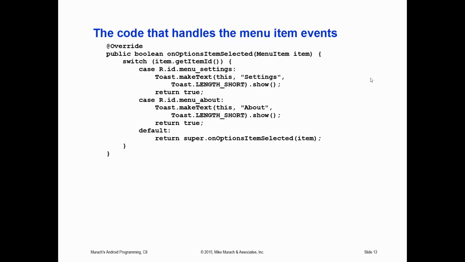As far as how to handle options menu events, the next code example, the one that you see right here, shows how to handle the events that occur when a user selects an item from the options menu. To do that, the code overrides the onOptionsItemSelected method. Android calls this method when the user selects an item from an options menu.